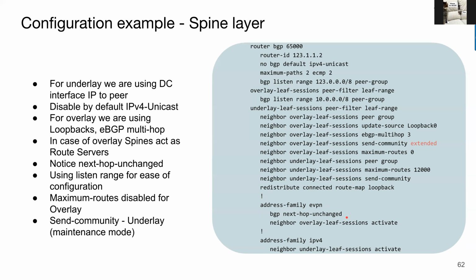We would not have this set on our leaf. And then what peer group are we activating? We're activating all of our neighbors in the overlay leaf sessions peer group. And then for our IPv4 unicast address family, we're going to activate the underlay leaf sessions peer group. So this is our super basic configuration for just the underlay and the overlay using eBGP.